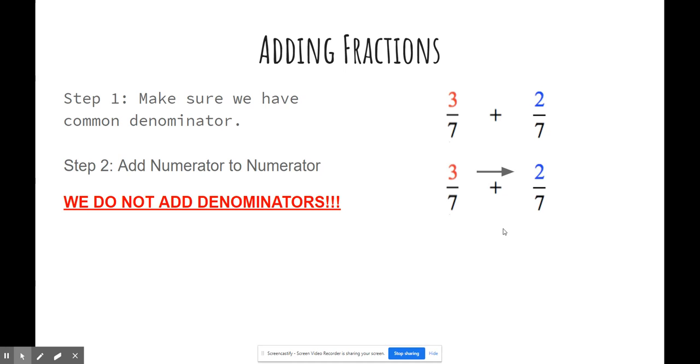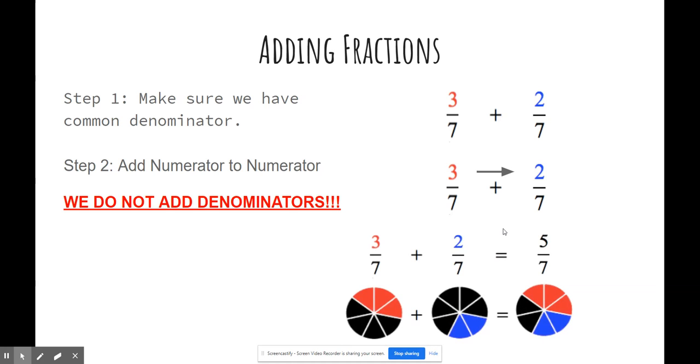You have 3 pieces of the 7 slices plus 2 pieces of the 7 slices. You end up with 5 pieces of the 7 total slices. Okay, it doesn't turn to 5 out of 14. It is 5 out of 7. And that is the basics of adding fractions if we have a common denominator.